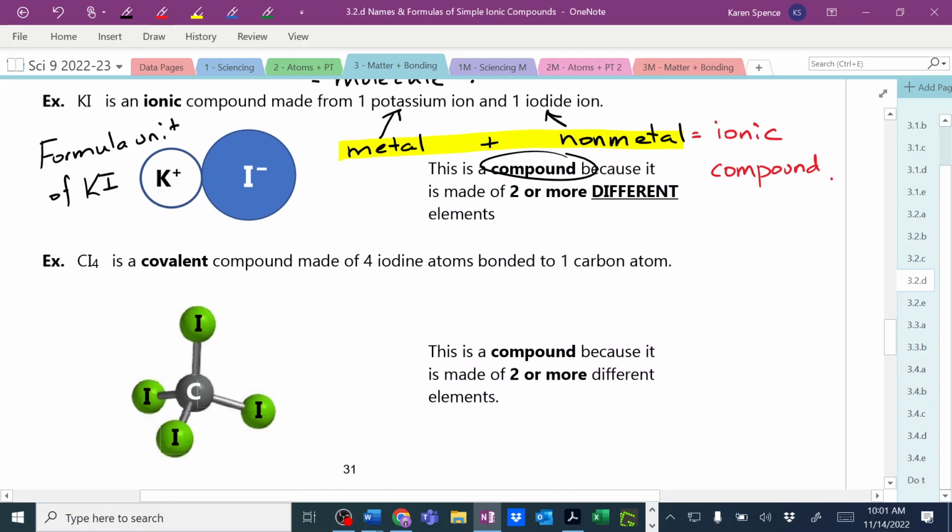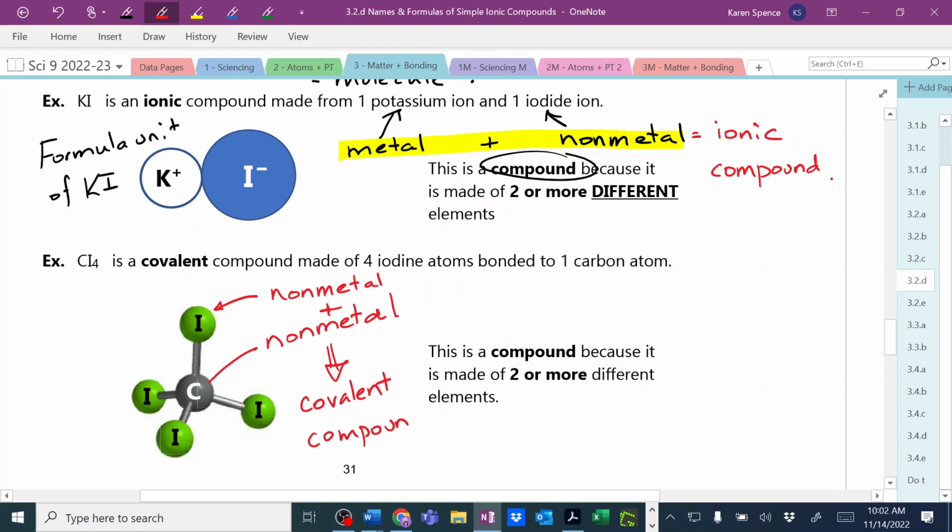Here I have carbon. Carbon is a non-metal. And iodine is a non-metal. When we have a non-metal plus a non-metal, that's no longer an ionic compound. That kind of compound is called a covalent compound. So when we have a non-metal and a non-metal, that is covalent.